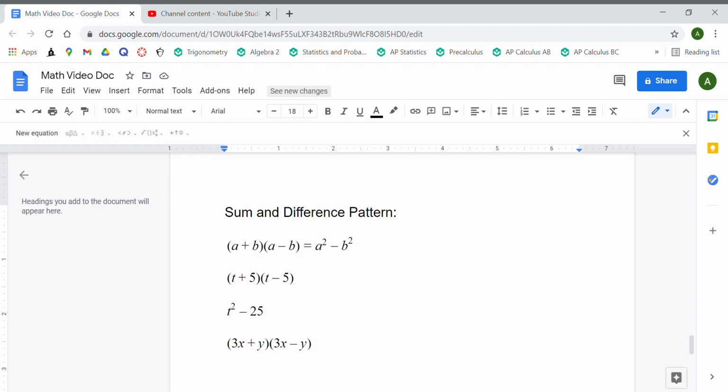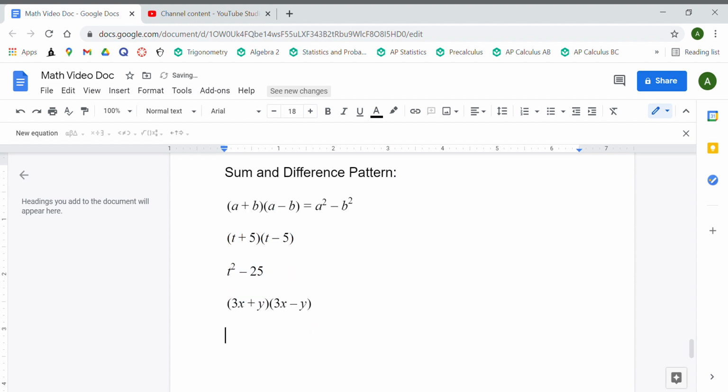Alright, I want you to try this one out. It's 3x plus y times 3x minus y. Pause the video and work this out on your own using this pattern that I just gave you. Alright, so what we do is take the square of the first terms. It's going to be 3x squared, so it's going to be 9x squared. And then your second terms. Multiply those together and you get minus y squared.